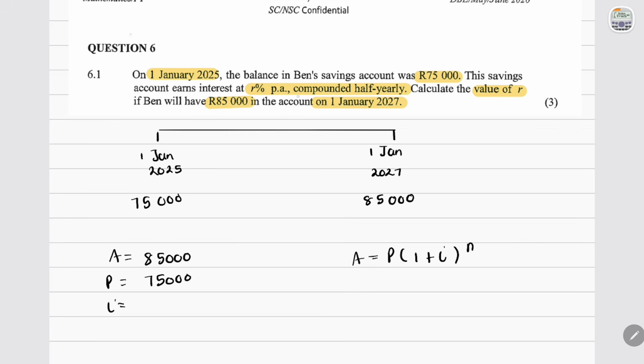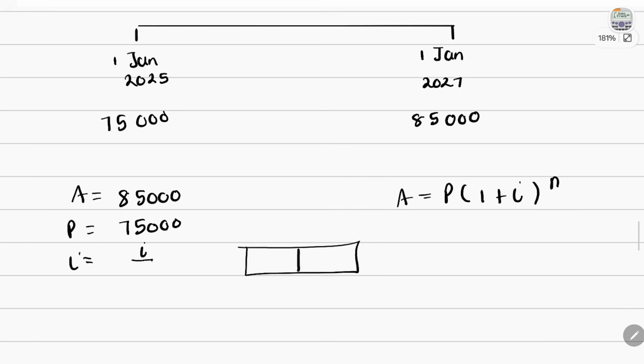But the thing is, it's compounded half yearly. So you need to take that interest and divide it by what a half year would look like. A full year is made up of 12 months, and half yearly is 6 months each. This account in a year is going to gain interest twice. After half a year, it gains interest, and then after another half a year, it gains interest again. So you need to divide it by 2.